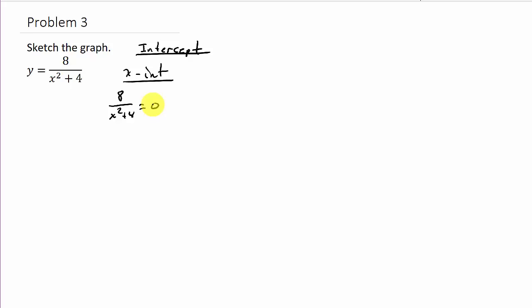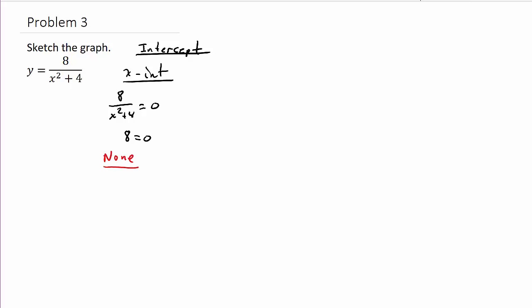If you remember, the only time that a fraction is 0 is when the numerator is 0. So we'll set the numerator equal to 0 and solve for x. Well, you can see in this case, we can't do it. This will never be 0 because the numerator is always 8. So for our x-intercepts, that would be none.